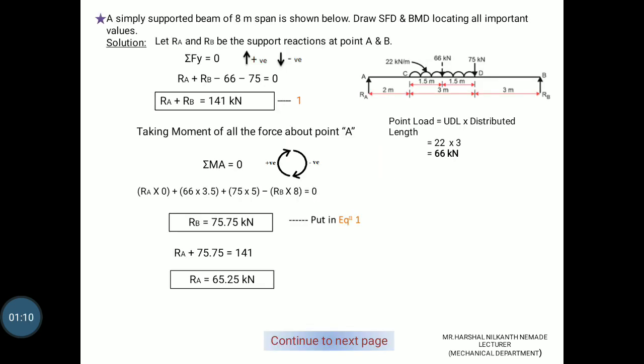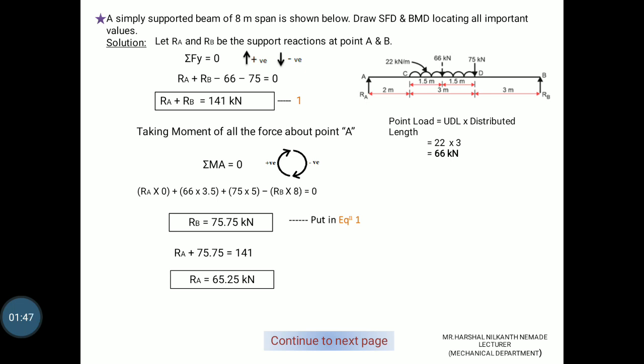A simply supported beam of 8 meter span is shown below. Draw SFD and BMD, allocating all the important values. Let RA and RB be the support reactions at points A and B. Summation of Fy is equal to 0. Upward force is positive and downward force is negative. You may see the spans are 2 meter plus 3 meter plus 3 meter, total 8 meter span.